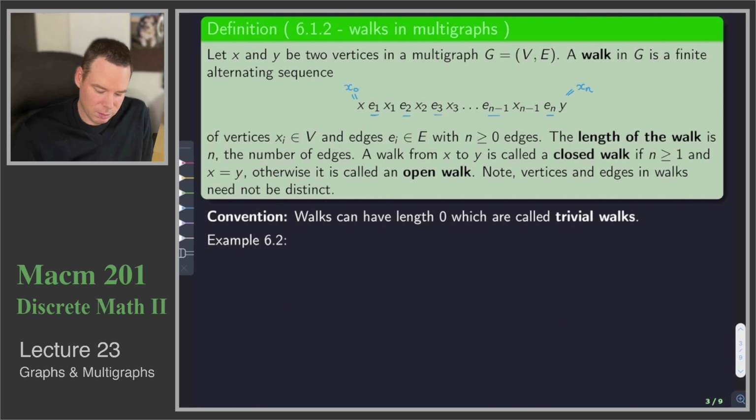Or an open walk is a walk that has length 0, because a part of our definition of a closed walk is it has to have at least one edge. So that's in our convention down here. A walk can have length 0. In other words, there's no edges. That's what we call a trivial walk.